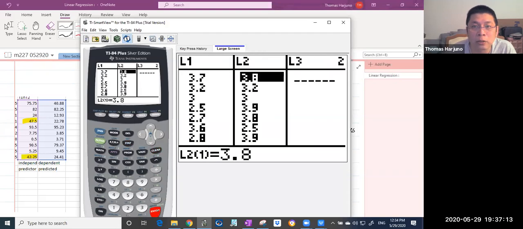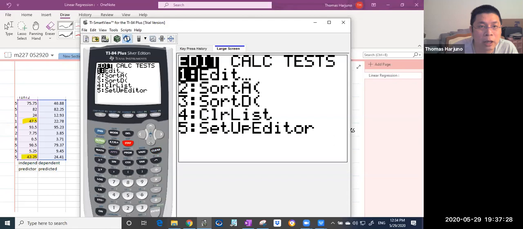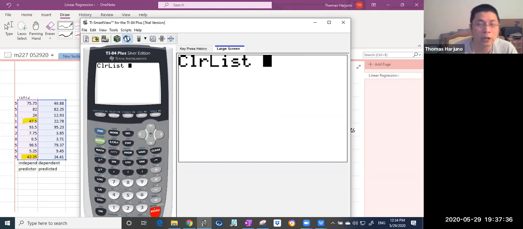Let's see. My column 1 and column 2 are occupied by some other numbers. Let me clean them up first. I don't know if you remember how to clean them up. This is how we clean it up. We go to stat and then choose clear list, list 1 and list 2 earlier. Now you need to choose which list you want to clear. I want to clear list 1 and list 2.